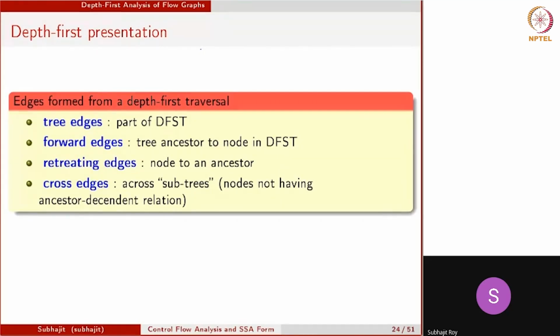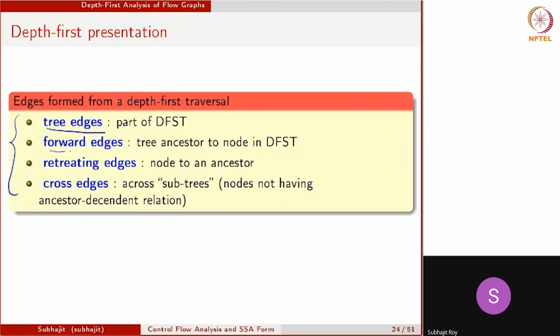Now, once you do a depth-first traversal and construct this depth-first spanning tree, now you can classify the edges in your current control flow graph into 4 categories, right? Depending on the depth-first spanning tree that you have got. The first category is what are called tree edges. So these are all edges which are also present in the depth-first spanning tree. So if there is an edge which is present in the depth-first spanning tree, then you mark that edge in the control flow graph as a tree edge.